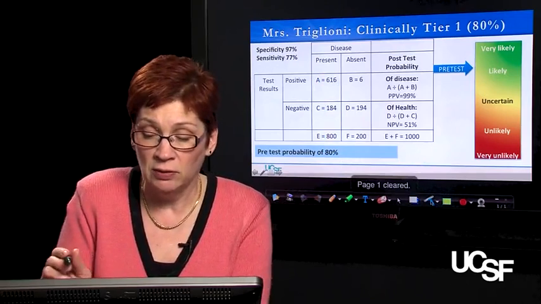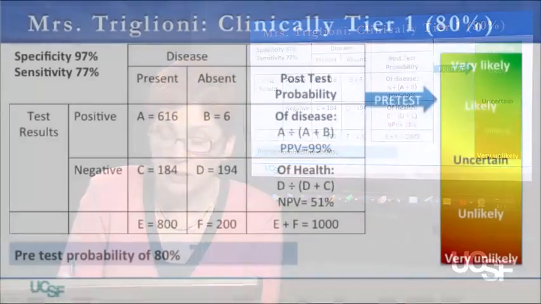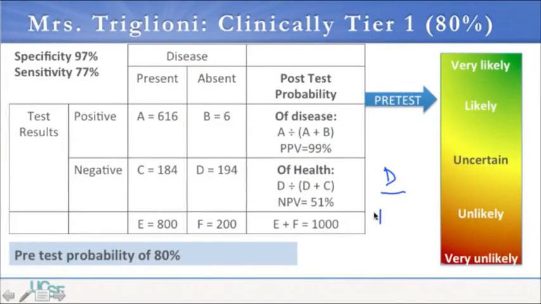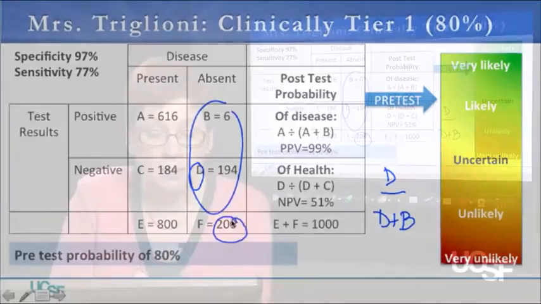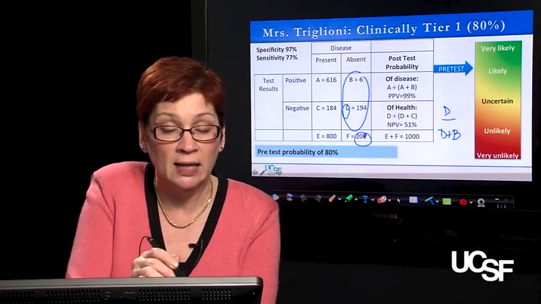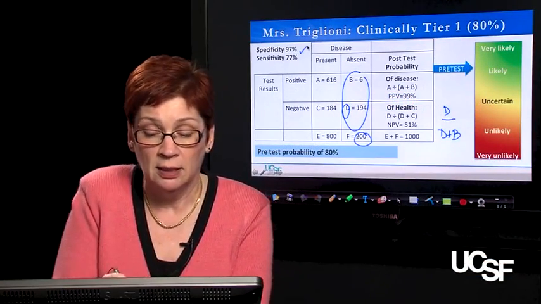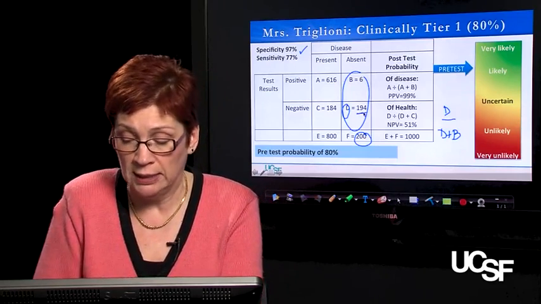And specificity, remember, is D over D plus B. So it's this over this. So you multiply 200 times the specificity of 97% to give you 194 in quadrant D.